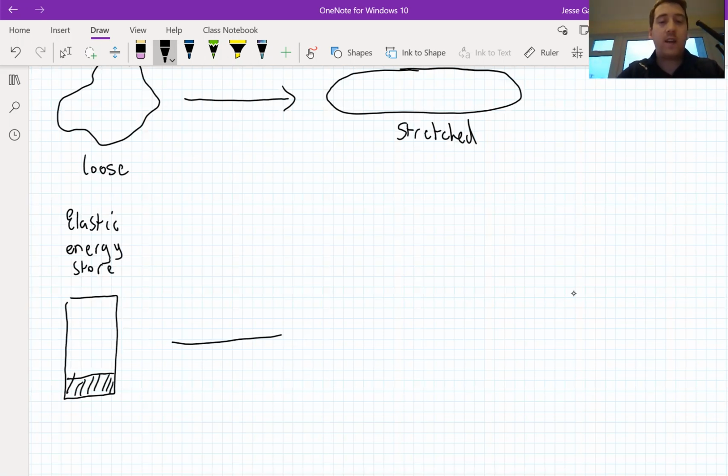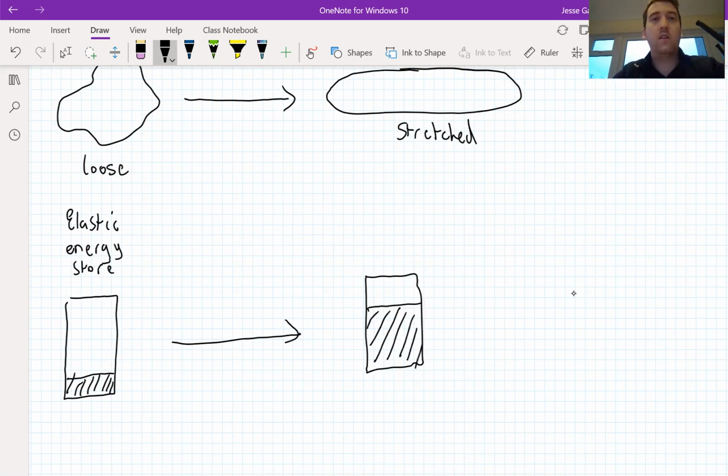And when we take the elastic band and we stretch it, then what we have done is we have added energy to the elastic energy store, like that.